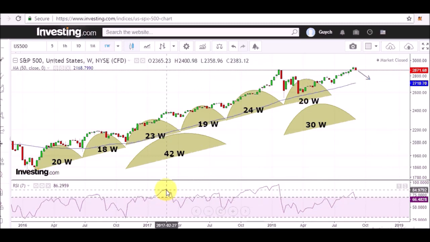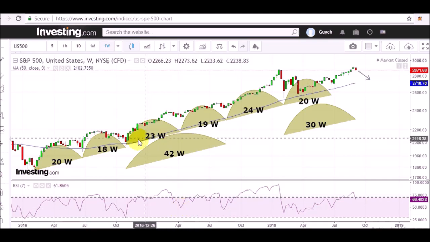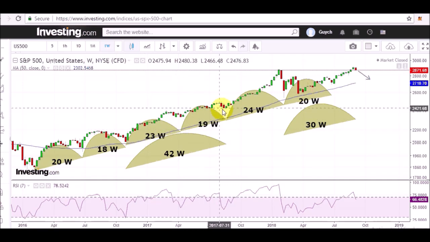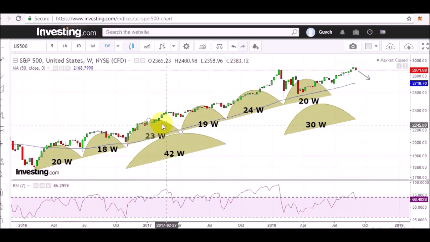Although RSI did reach deeply overbought on the 7-week RSI in the beginning of 2017 and declined all the way down to neutral, although neutral doesn't seem to be that deep compared to where RSI was before. That is a significant decline. So it's probably more likely that the correct count for this period is having two relatively short cycles.